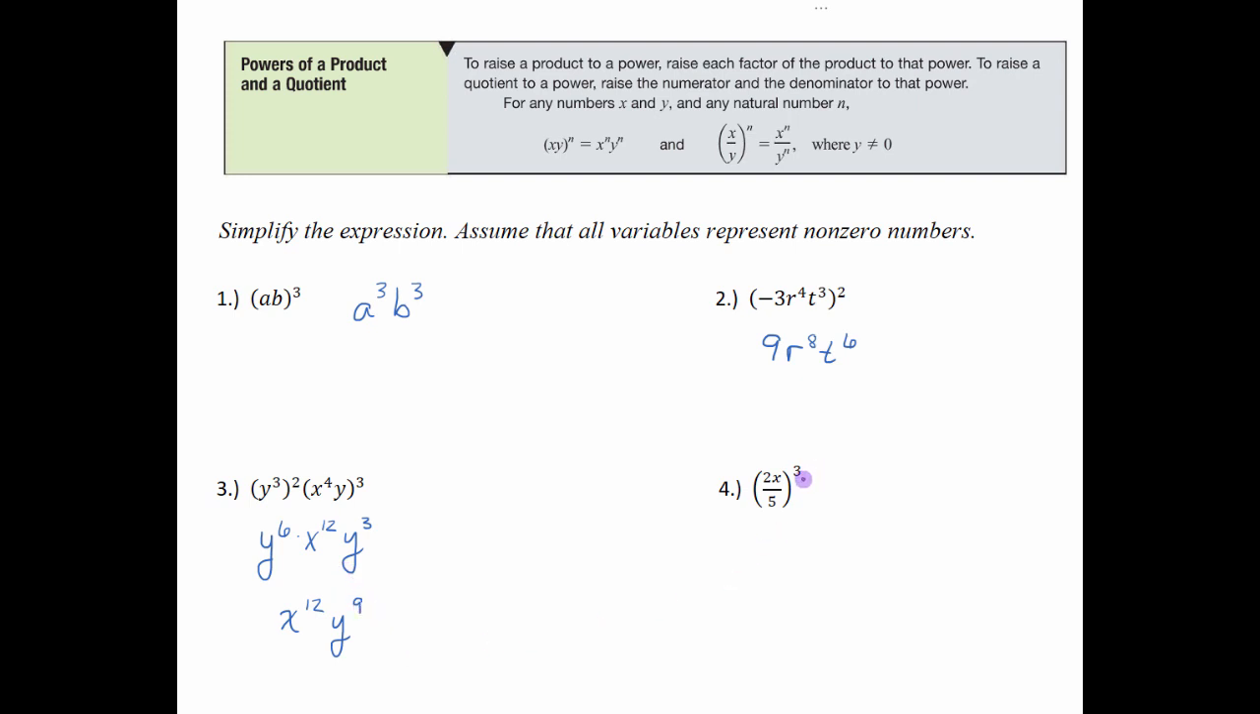Here I have 2x over 5 to the third power. So 2 is cubed, x is cubed, and 5 is cubed. 2 cubed, x cubed over 5 cubed. 2 cubed is 8. 5 cubed is going to give me 125.